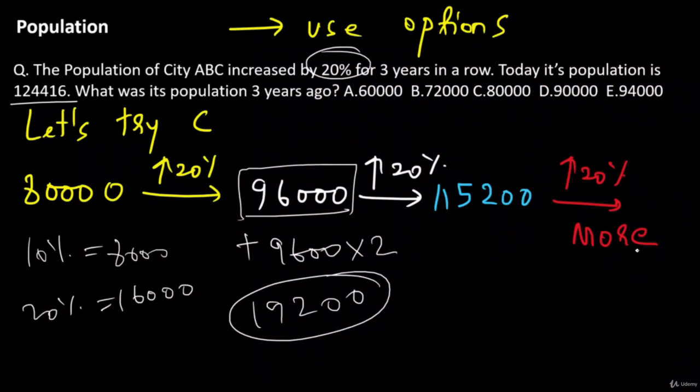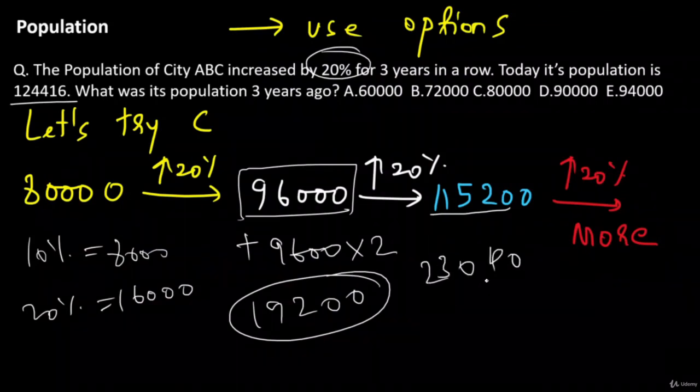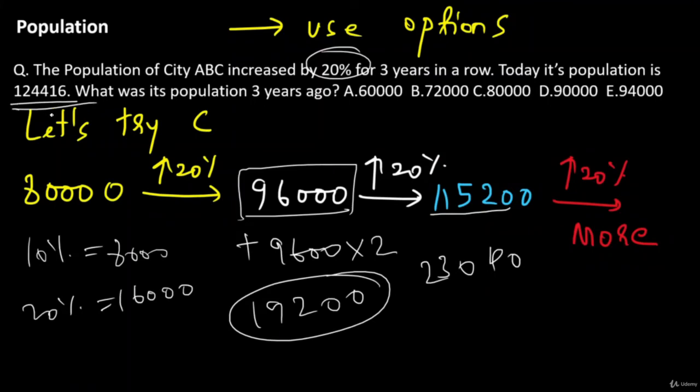Now when you do it one more time, you can notice that the value will be greater than 124416, right? So you don't actually need to go ahead and calculate it. Why is that so? What is 10%? 10% would be this much, right? So what is 20%? That would be this much into 2, right? So what is that? That would be 23,040, right? You can directly see that that would be greater than 124416, right? If you add these two values over here, you have 115,000 and you have 23,000. So when you add them, it's obvious that the value will be greater than 124416. So you don't need to actually go ahead and calculate it, right?